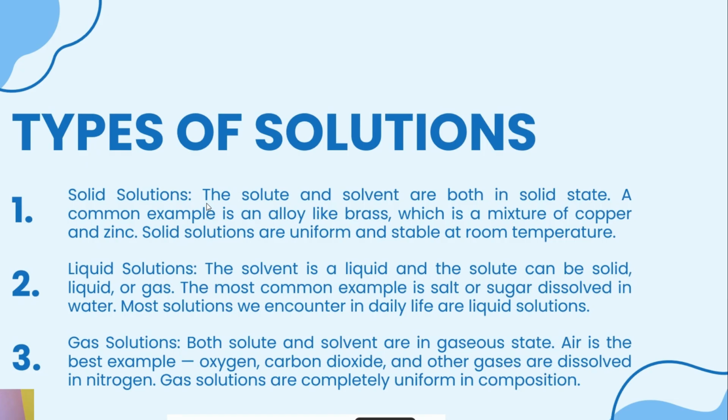Types of solution. Solid solution: the solute and solvent are both in solid state. A common example is an alloy like brass, which is a mixture of copper and zinc. Solid solutions are uniform and stable at room temperature. Basically, both solute and solvent are in solid state.